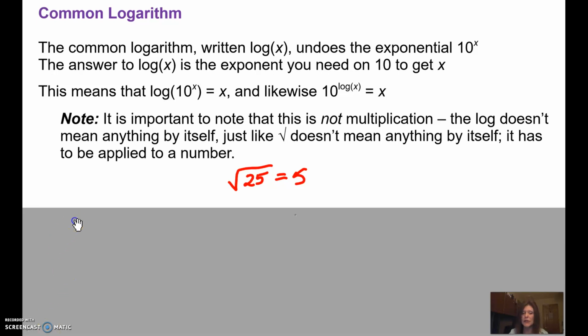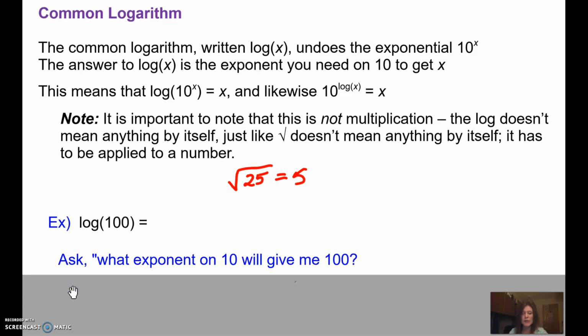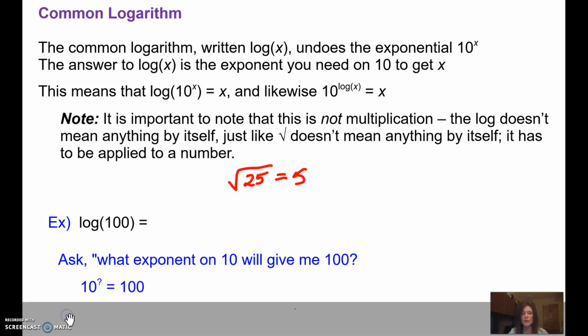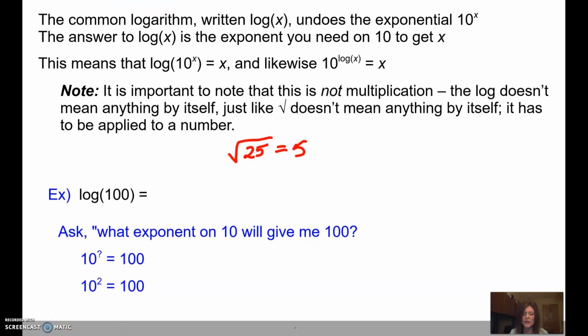Likewise, when I see a log problem like log of 100, I'm going to, in my head, interpret that and say, okay, log of something means find the exponent on base 10 that will give me 100. What exponent on 10 will give me 100? In other words, in an algebraic equation, 10 raised to what power equals 100? Well, I know 10 times 10 is 100, so 10 squared is 100. So the answer here is going to be 2.